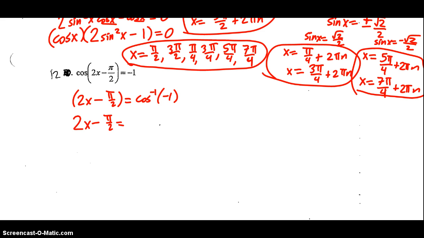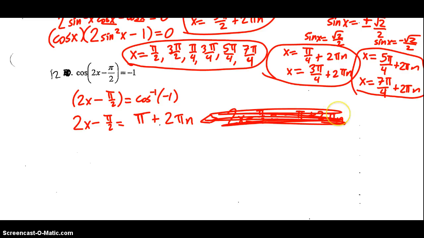Woo, I just completely deleted everything. I'm not even going to worry about that guy over there. I'm just going to do this. Now, obviously we still have some work to do. We need to add pi over 2. Well, pi plus pi over 2, that's technically 2 pi over 2 plus pi over 2. That's 3 pi over 2 plus 2 pi n.